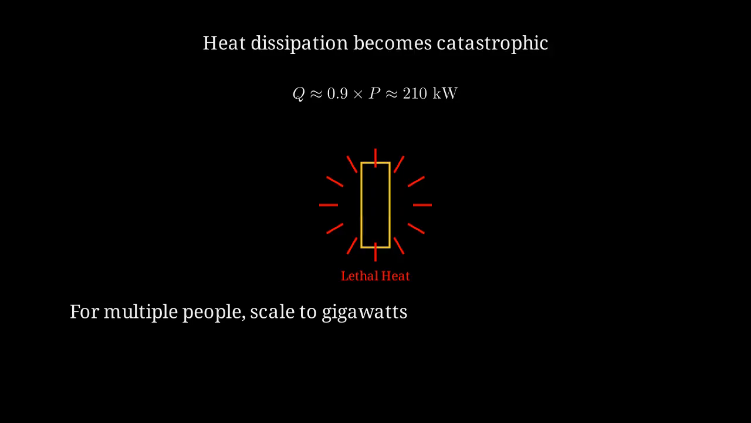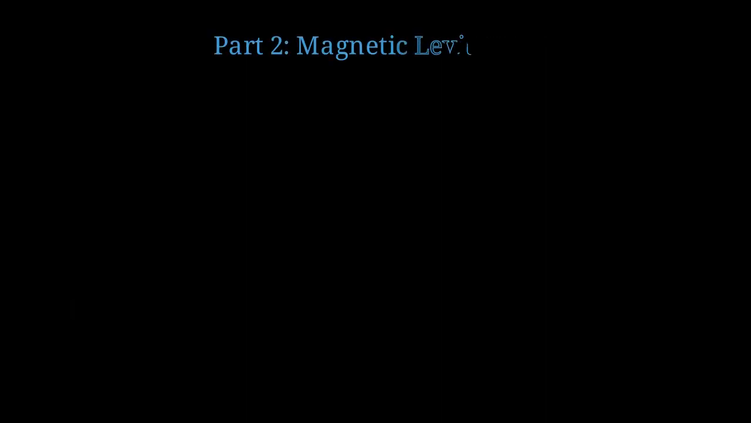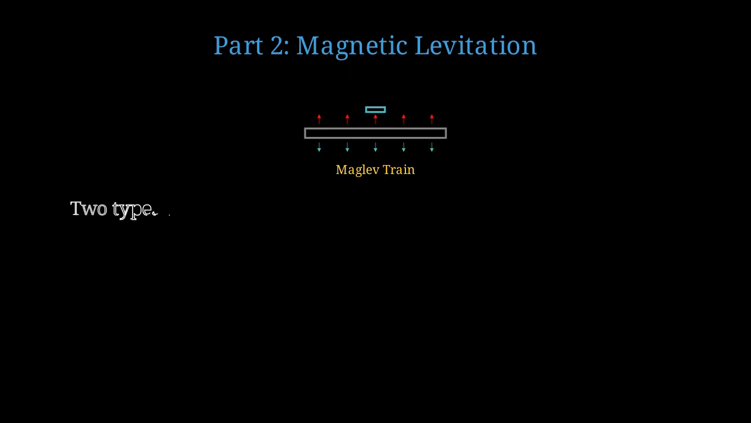Now let us examine magnetic levitation, which uses magnetic forces to counteract gravity. Magnetic levitation trains use powerful electromagnets in the track and train that repel each other, lifting the train above the rails. Two fundamentally different types of magnetic levitation exist, using ferromagnetism or diamagnetism.